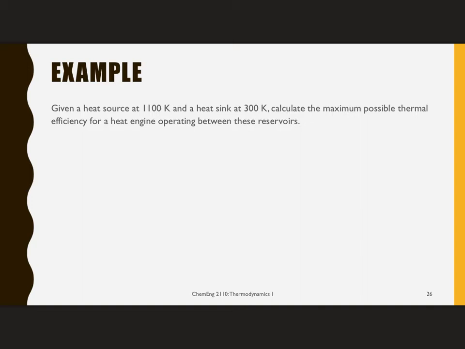So the maximum possible thermal efficiency is going to be for that Carnot cycle. That was what Sadi Carnot envisioned. This would be the best possible. And we know that the thermal efficiency based on that is 1 minus TC over TH, our cold temperature over our hot temperature.